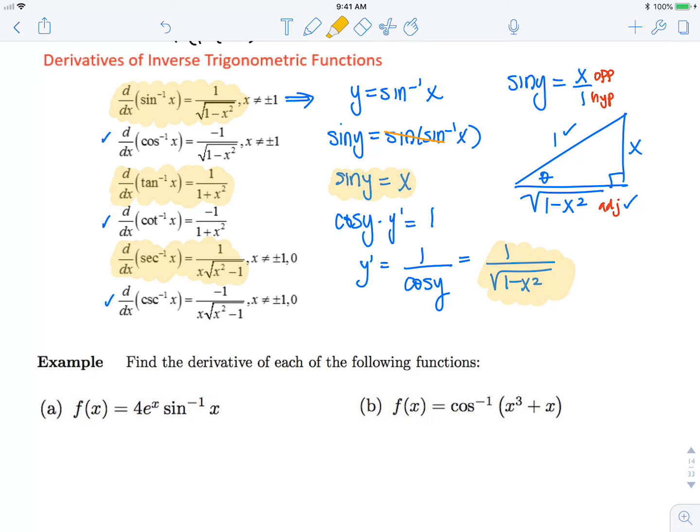So we have just proven that the derivative of sine inverse is 1 over the square root of 1 minus x squared. And the other 5 identities are all proven in a similar fashion.